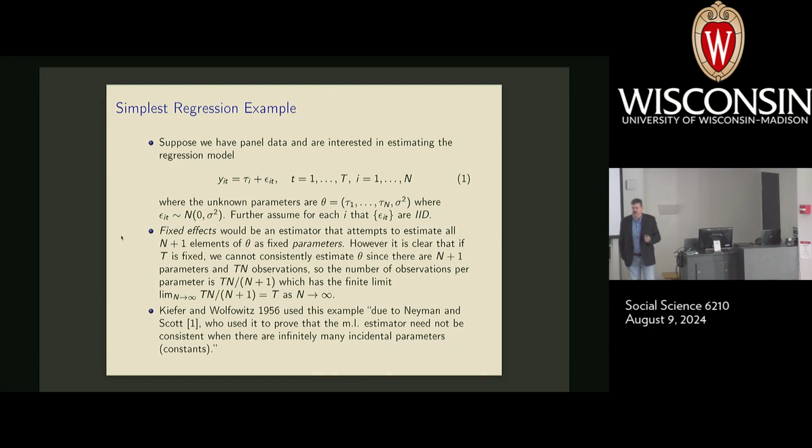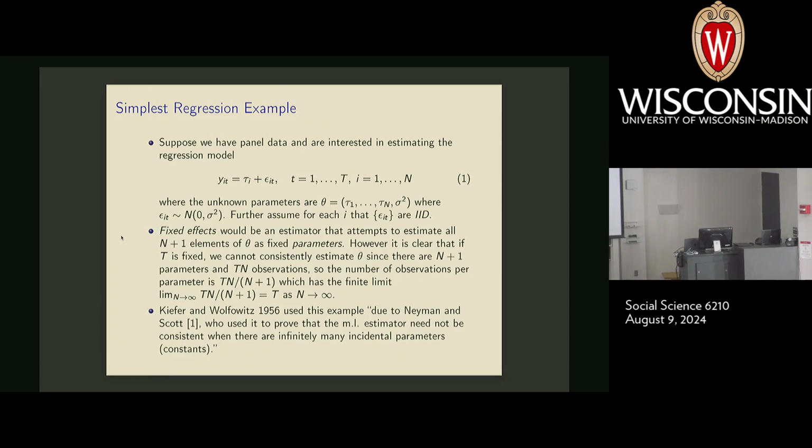Why is that? Can someone explain why we can't consistently estimate the tau_i? There's N of them. Just think about it: we want the number of observations per parameter to go to infinity. How many observations are there? There's T times N, T for each person times N. How many parameters? There are N fixed effects plus sigma squared. So if you divide, the ratio goes to T. T isn't going to infinity, right? So you're not going to get consistency.